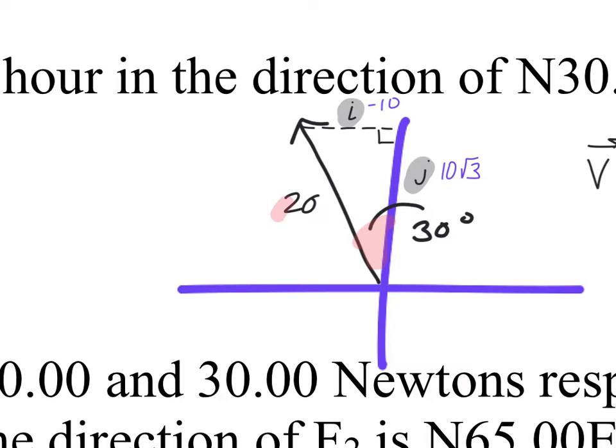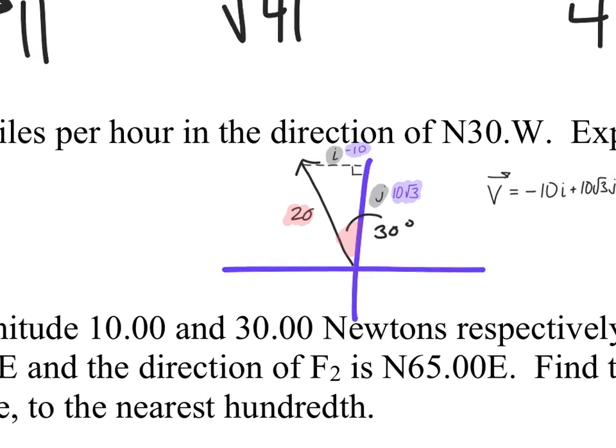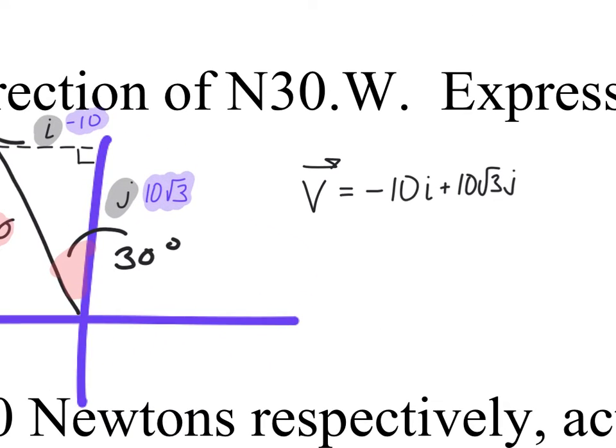And we know that the magnitude is 20 miles per hour. Now what we've created is a 30, 60, 90 triangle, which allows us to fill in that the i component, the horizontal component, would be 10 units, but because we're in the second quadrant, we end up with a negative 10 there. And our vertical component, associated with j, gets us to 10 root 3. So if we wanted to write this using i and j, we can write the vector, as you see here, negative 10i plus 10 root 3j.